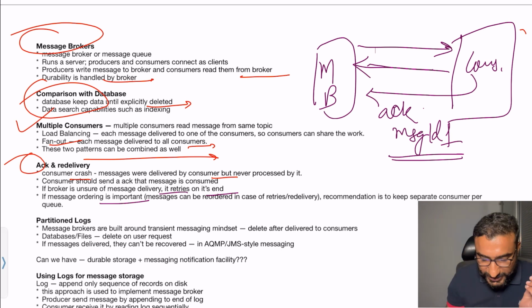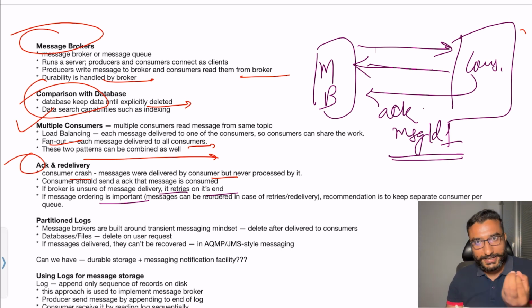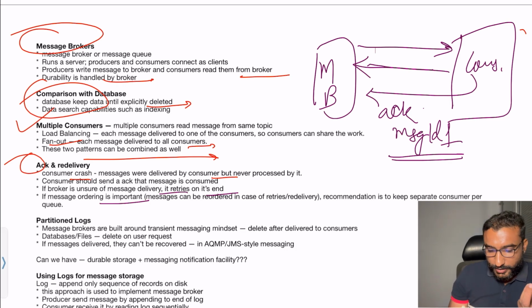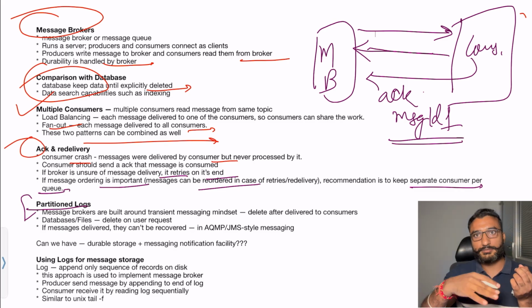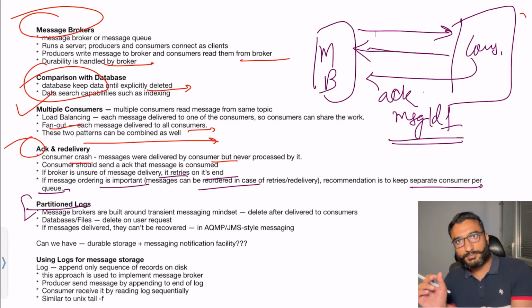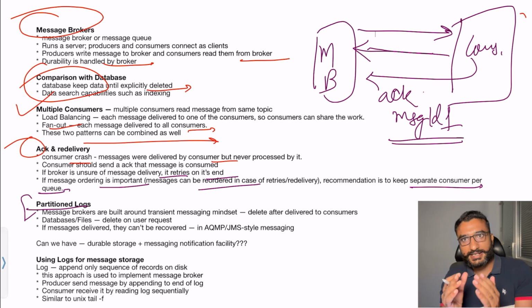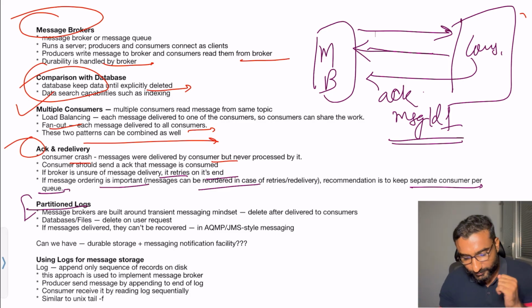But if the ordering is important and you want to handle it at the message broker end, the recommendation is to keep a separate consumer per queue. There is one more approach which will be discussed in the case of partitioning. The idea is that if ordering is important, you publish all the messages to a single partition. If the message broker is running on multiple nodes, you publish those messages on a single partition, so it handles the order of those messages, and delivery can be handled in the same fashion.